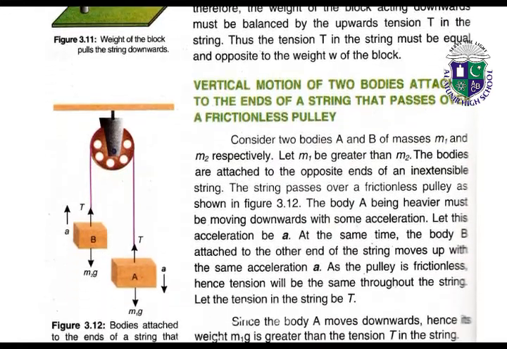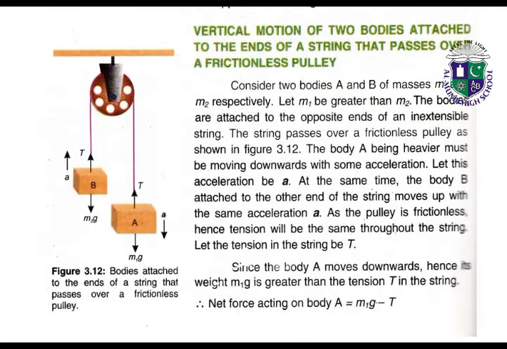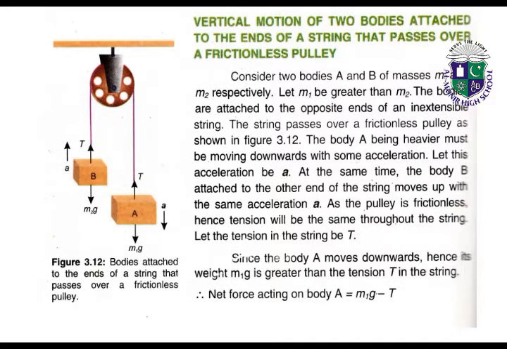Next we have an example of vertical motion of two bodies attached to the ends of a string that passes over a frictionless pulley. Now we have a device of physics, that is the pulley, and we are showing the vertical motion of two bodies, body A and body B. Consider two bodies A and B of masses m1 and m2. m1 is showing the mass of body A, m2 is showing the mass of body B. Let m1 be greater than m2.